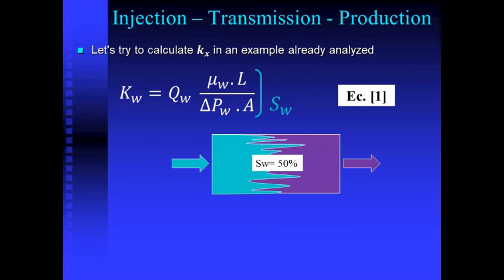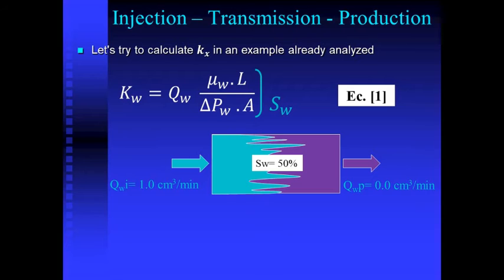To run some numbers in this example, we can imagine that we are injecting a typical laboratory flow rate, 1 milliliter per minute of water. And we are not producing water at the moment. So we have a little problem to apply equation 1.